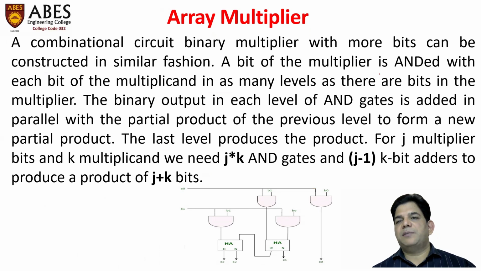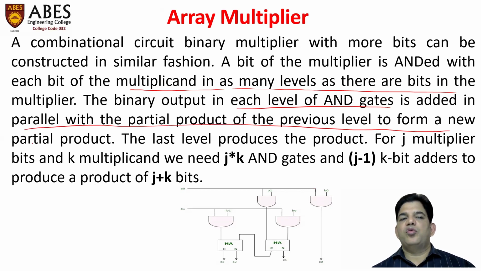So a bit of the multiplier is ANDed with each bit of the multiplicand, in as many levels as there are bits in the multiplier. The binary output in each level of the AND gates is added in parallel with the partial product of the previous level to form a new partial product. So the last level produces the product.